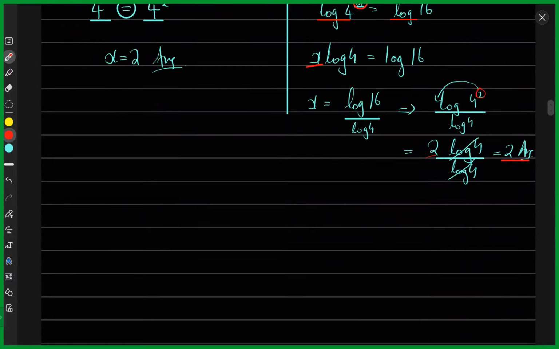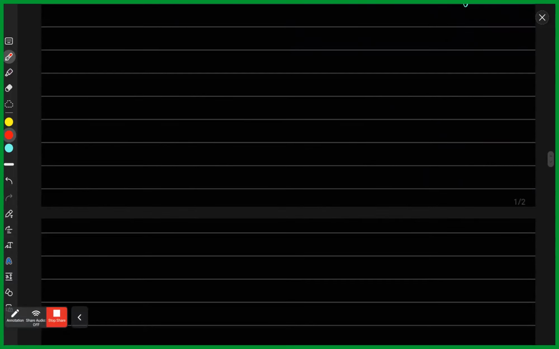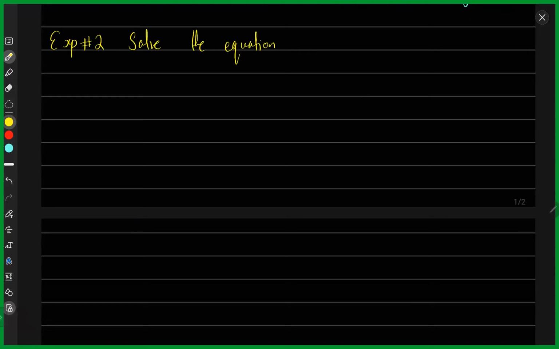Okay. All right. So let's talk about example number 2. Now, example number 2 says, solve the equation 5 power x equals 3 power 2x plus 1.